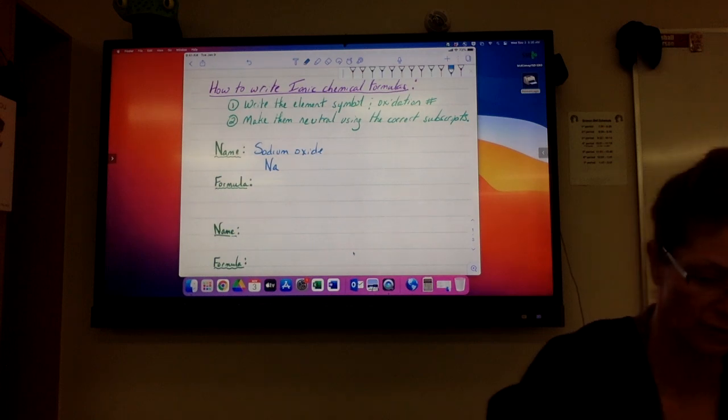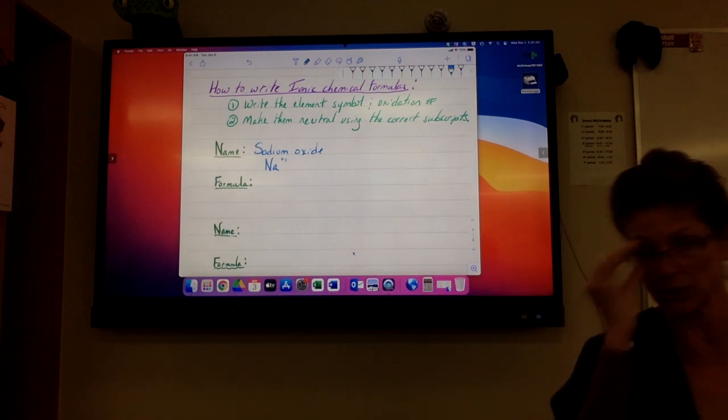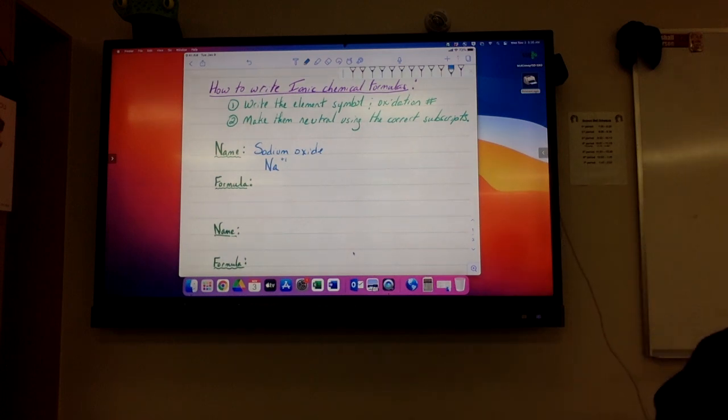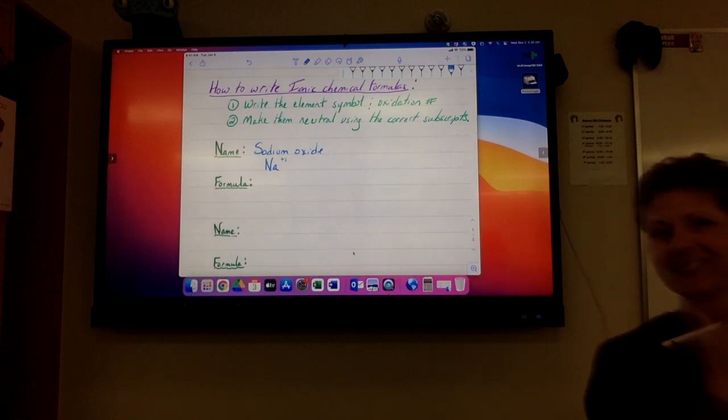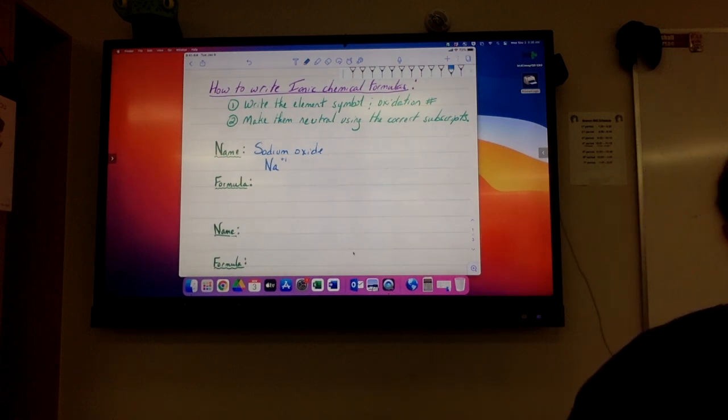Yeah. Everybody, if you don't know where that +1 came from, I need you to tell me right now. We wrote it on the top of your periodic table on the columns. Okay, so everybody know where we got that? Okay. Now, oxide. There's no such thing as oxide on your periodic table. So what element do you think it's talking about?